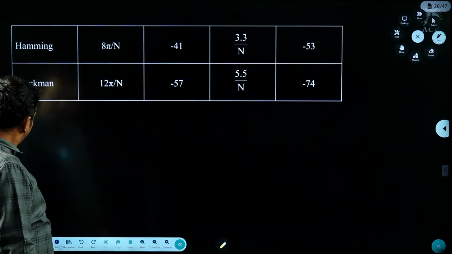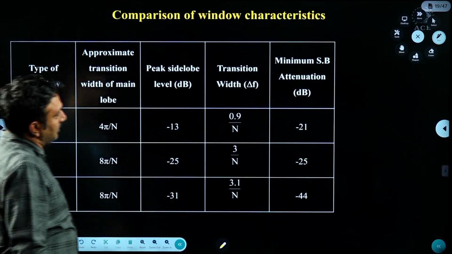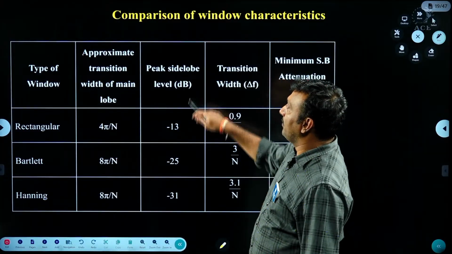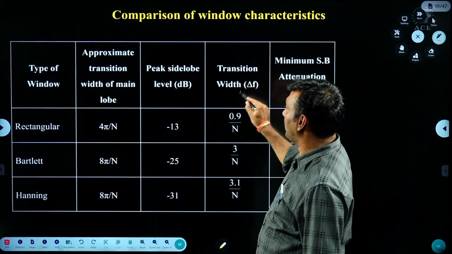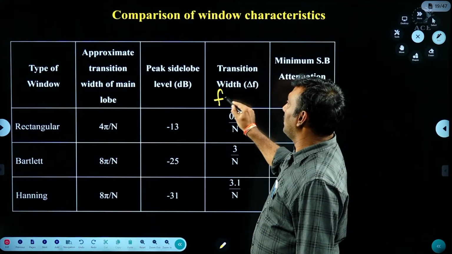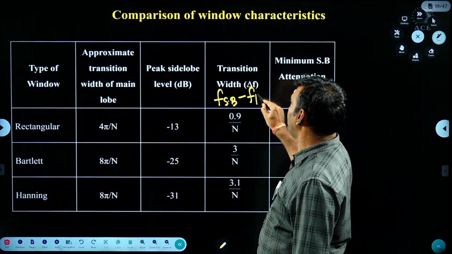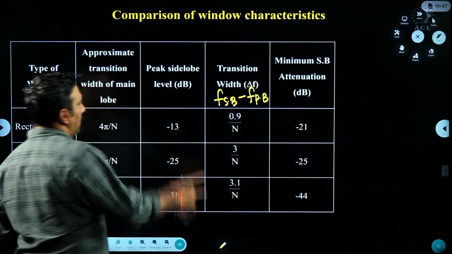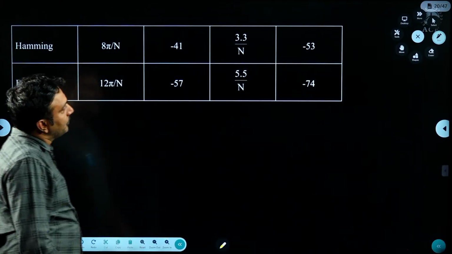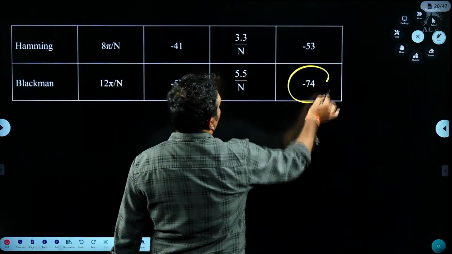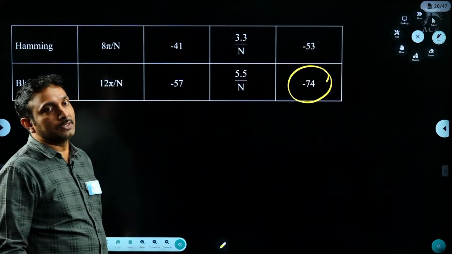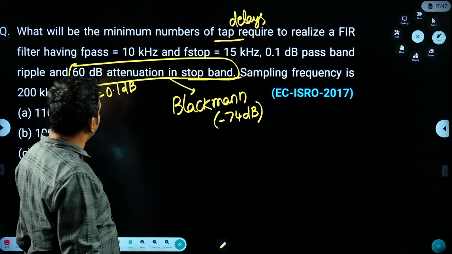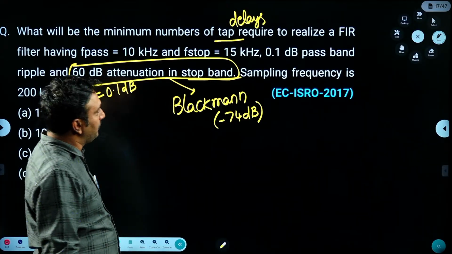See here, generally for windows 4 parameters are compared: the transition width of main lobe, peak side lobe level, and transition width, which is nothing but the stop band to pass band gap, and minimum stop band attenuation. When you see the last column, minimum stop band attenuation, Blackman is the suitable one because 60 dB is mentioned for us in the question.